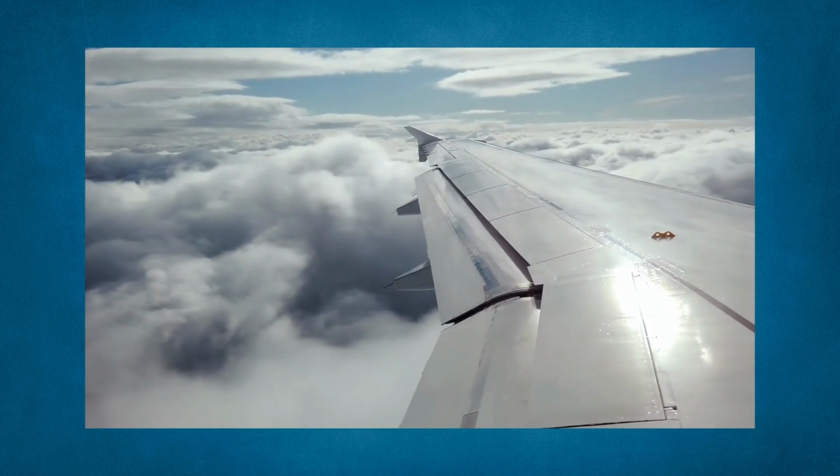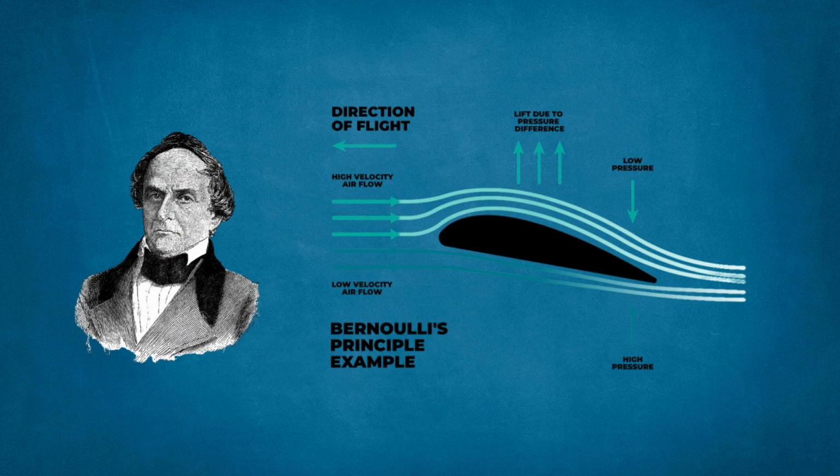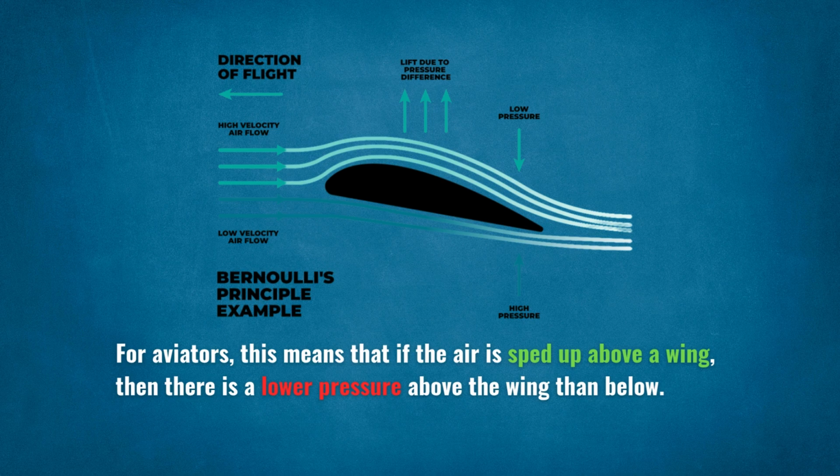refer to a gentleman called Daniel Bernoulli. Bernoulli's principle of flight is a simple concept to understand. Bernoulli's theory states that if a fluid flow speeds up, there is a pressure drop. Air acts just like a fluid. For aviators, this means that if the air is sped up above a wing, then there is a lower pressure above the wing than below.